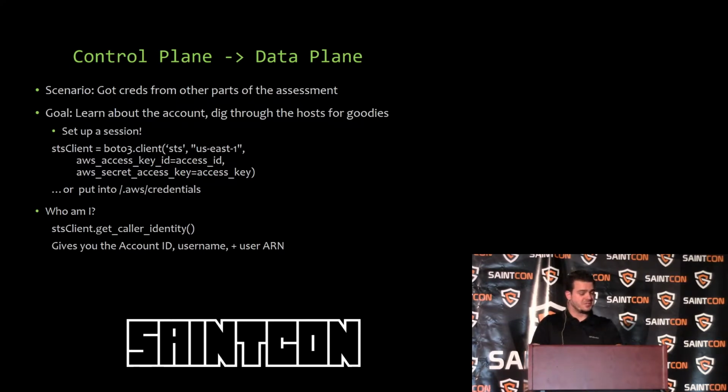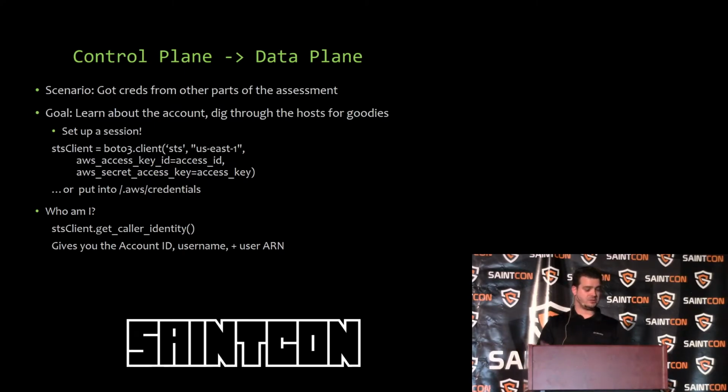So let's say you're doing an assessment and you find these credentials. What do you do with them? So your goal is probably going to be to learn what the account that these API keys belong to is used for, and to get onto the instances or pull information off of the instances to get more information to prove you were there and this is a big bug and the bug bounty people or whoever's running the bug bounty program should give you lots of money for it.